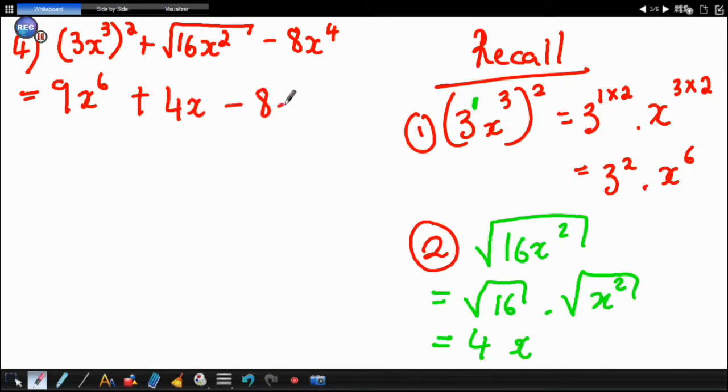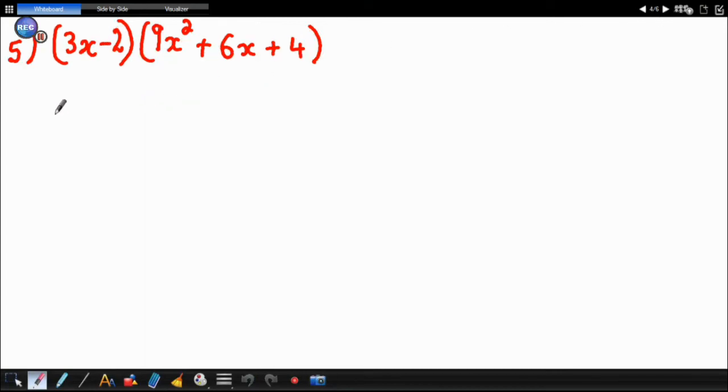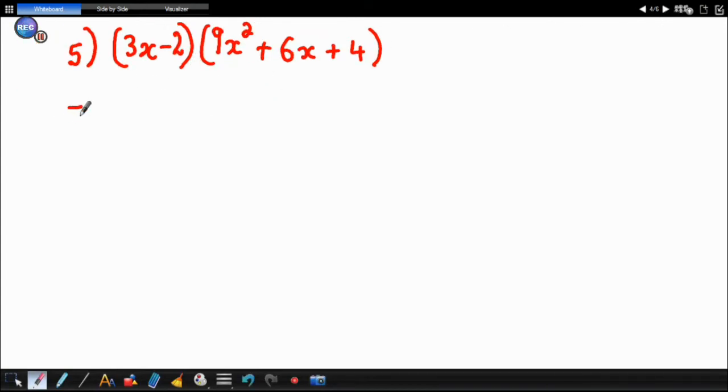Then we bring down that 8x to the power 4 that has been waiting for a long time for us to get the other answers. Now let's see. Do we have like terms? No, we don't have like terms, so therefore our answer will be this. Okay, right, moving on to number 5.